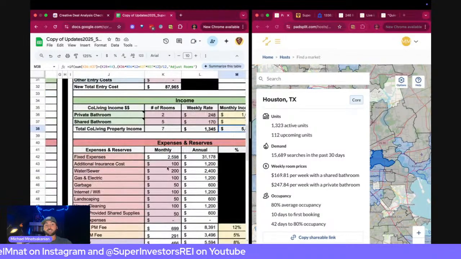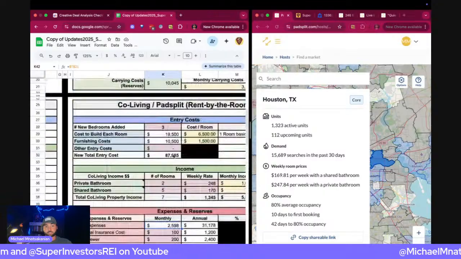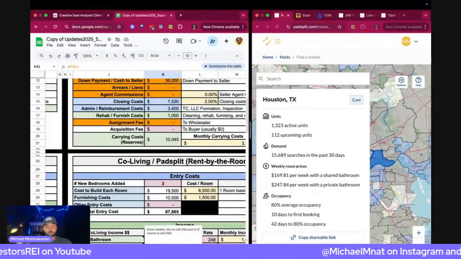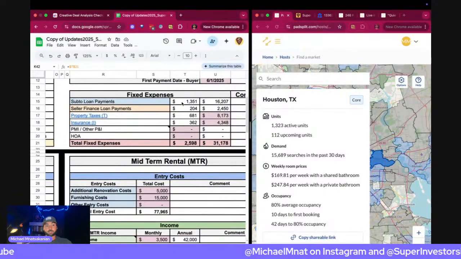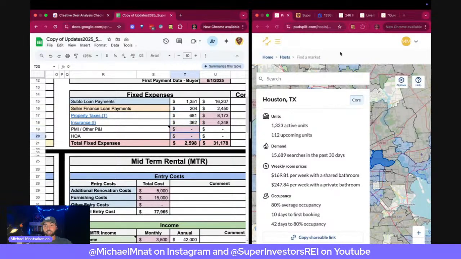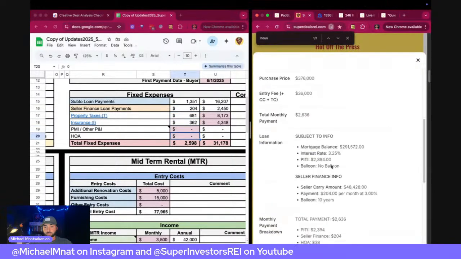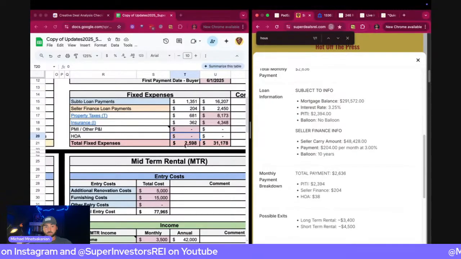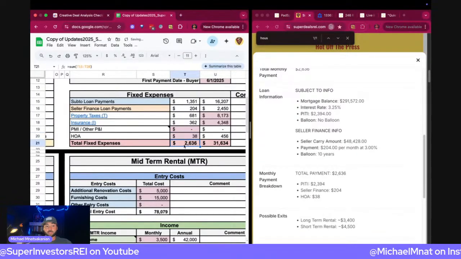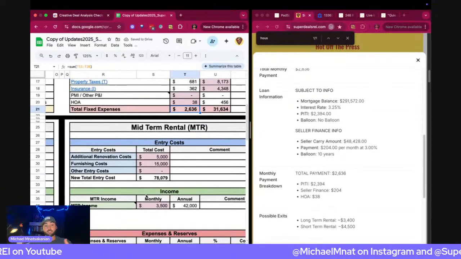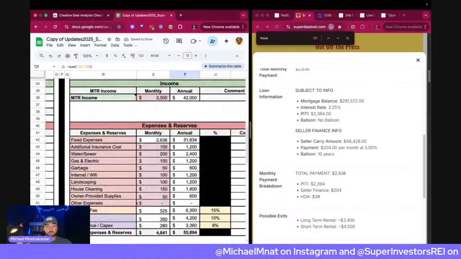However, you're going to have additional expenses. So you have your fixed expenses, which we calculated. It's your sub 2 loan payment, seller finance loan payment, taxes, insurance, and then your HOA, which was like 40 something bucks. $38. Once again, I'm not a fan of buying in HOA areas. You can do whatever you want. For me, it's not really a thing that I like to do.